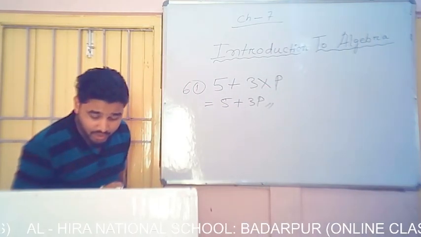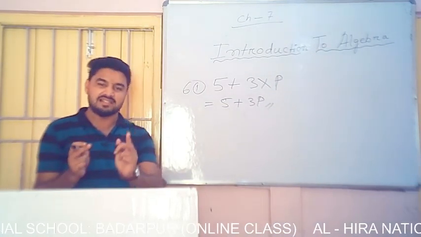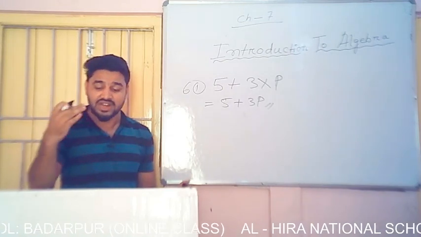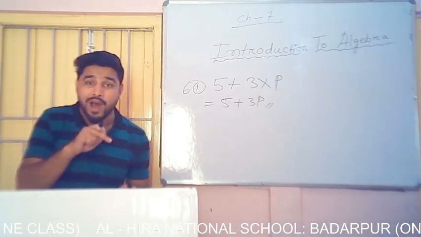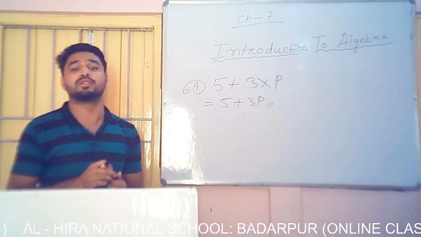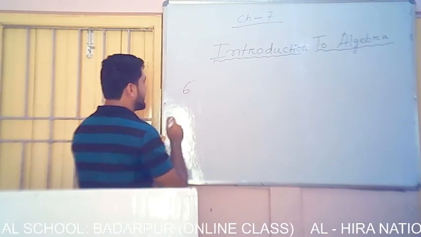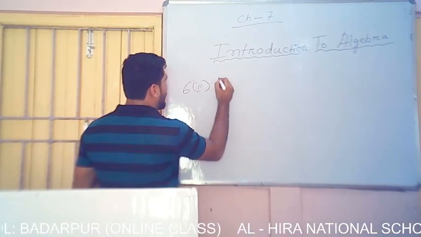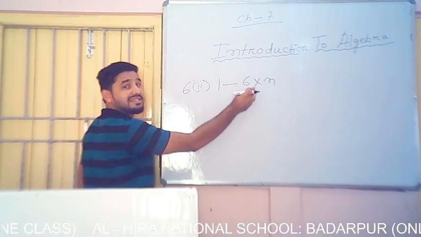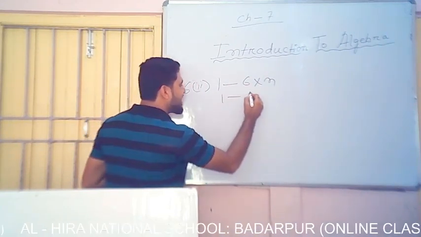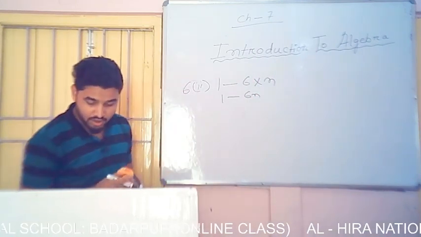Now come to question number 2, 1 less than 6 times n. 1 less than means minus, 6 times means into, means multiplication. So the answer will be 1 minus 6 into n. So let us write. Number 2 will be 1 minus 6 times n. So 1 minus 6n. It is your answer of question number 2.